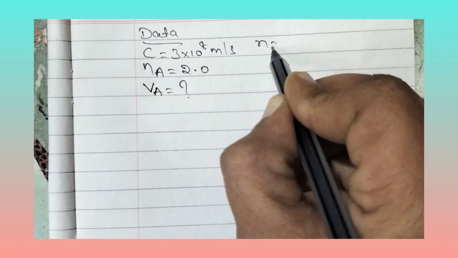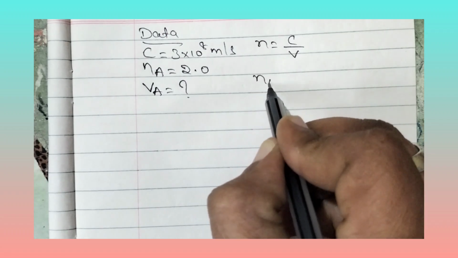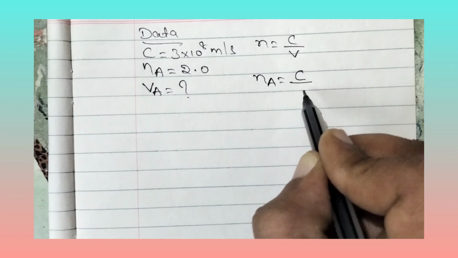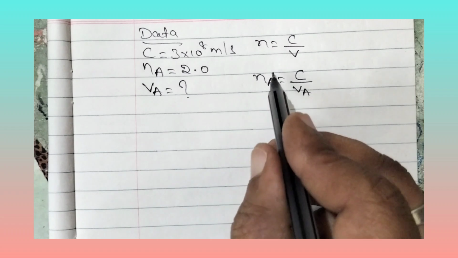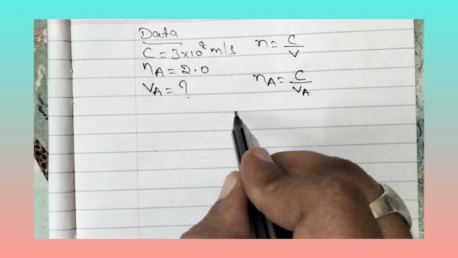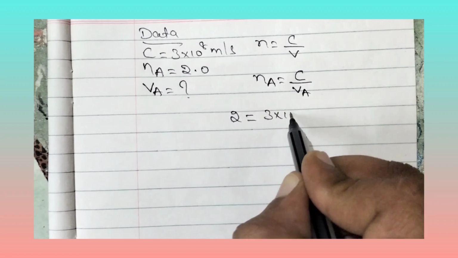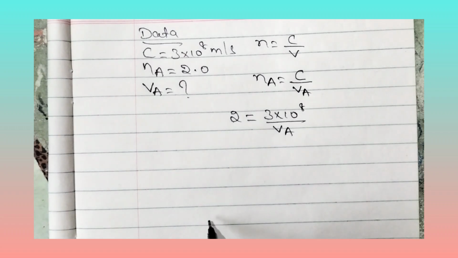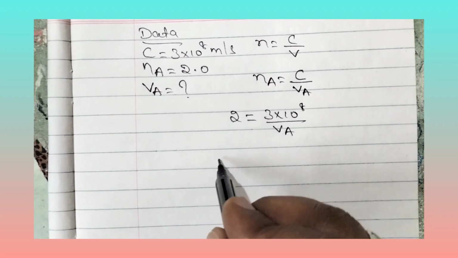So n is equal to c by v. N, that is the refractive index of A, is equal to the speed of light in vacuum divided by the speed of light in medium A. So the refractive index is given as 2, which is equal to 3 into 10 to the power of 8 divided by the speed of light in medium A.